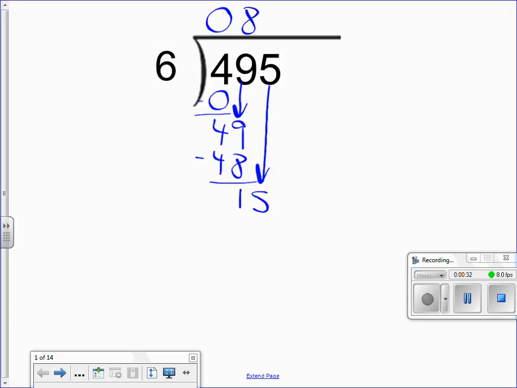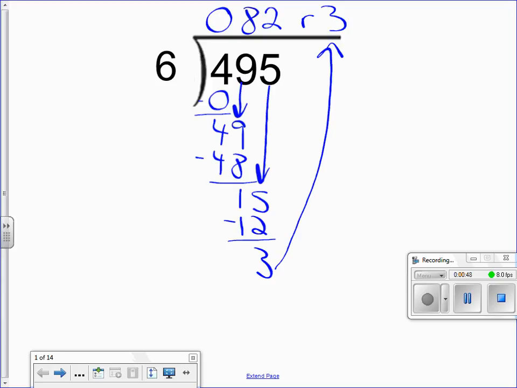How many times can 6 go into 15 without going over? 6 goes into 15 2 times. 6 times 2 is 12. We subtract, we get 3. Are there any other numbers to come down? There isn't, so this number becomes our remainder.